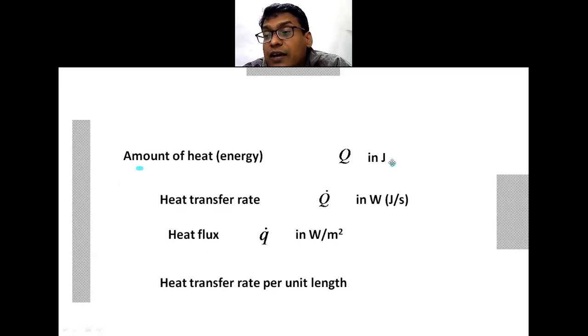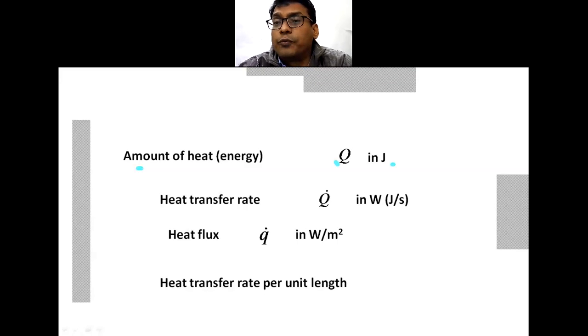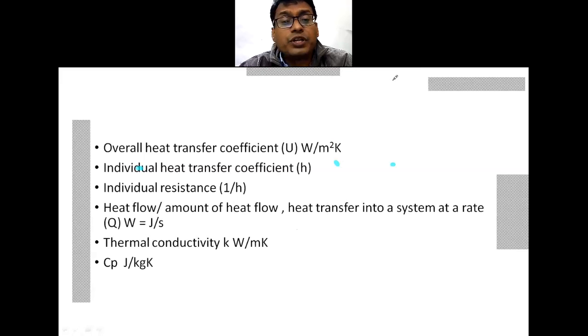Depending on what units are given, you have to understand what quantity it is. Don't look at the notations, whether it's Q or small q or Q dot, that may get confusing from book to book, but the units will not change.